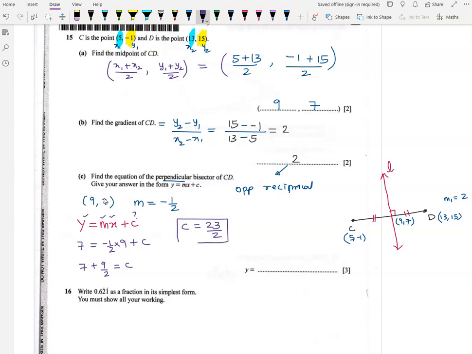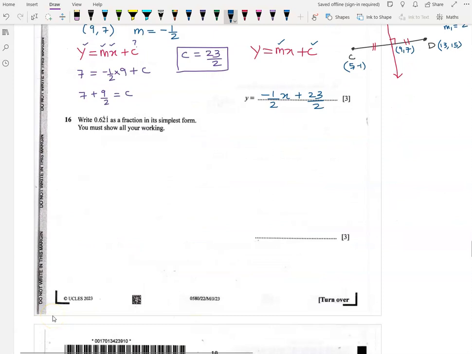Now you know the slope and the y-intercept, so we can substitute and get your final equation. So y equal to mx plus c. Now substitute the value of m and c. So slope is minus 1 upon 2, x, and your y-intercept is 23 upon 2. So this is the equation of the perpendicular bisector of CD. Okay, moving to question number 16.